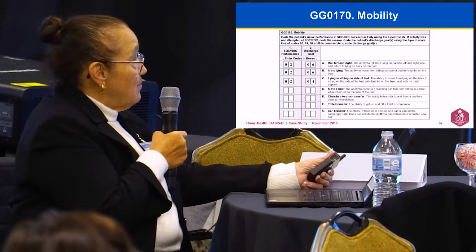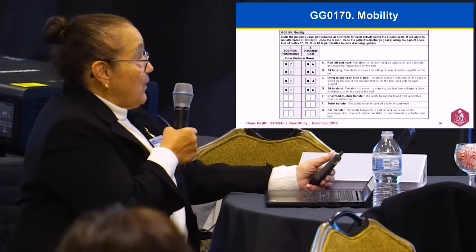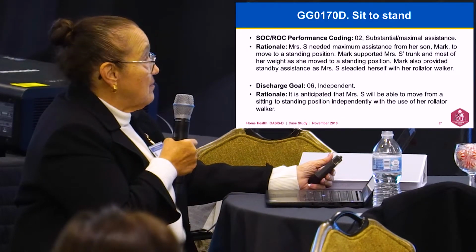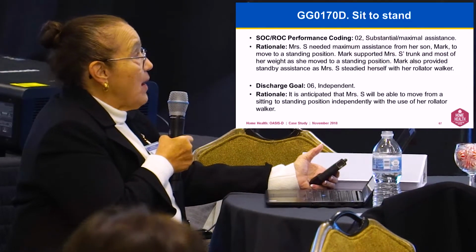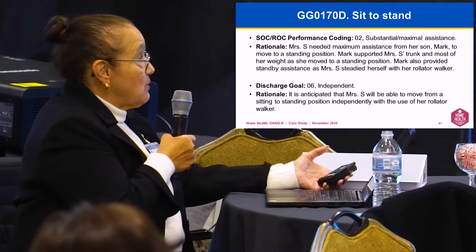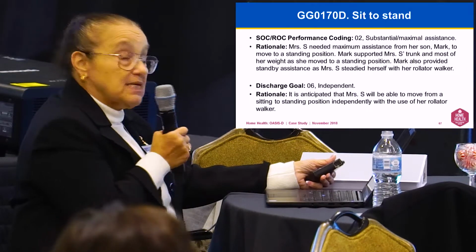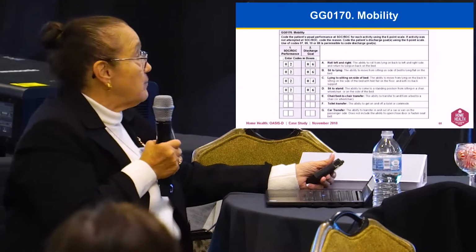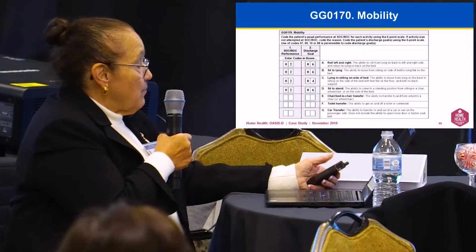Sit to stand. Our start of care assessment remains O2. Here, the discharge assessment is now O6 for independent. Our rationale here is that she is still requiring substantial or maximal assistance from someone to support most of her weight moving to a standing position, but by discharge, she should once again be independent as she was prior to the injury. In E, bed to chair transfer.